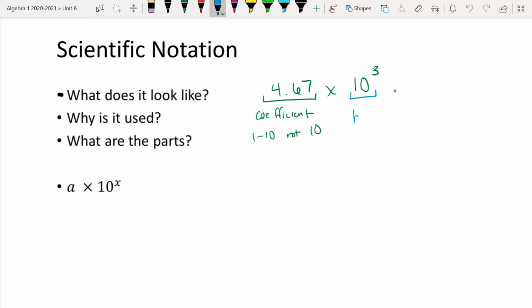Second part, the times 10, it's a base 10 is what we call it. And then obviously up here is going to be your exponent. We use scientific notation to represent really small numbers and really big numbers, right? So again, I just took this, I put a number to it, and I explained it.